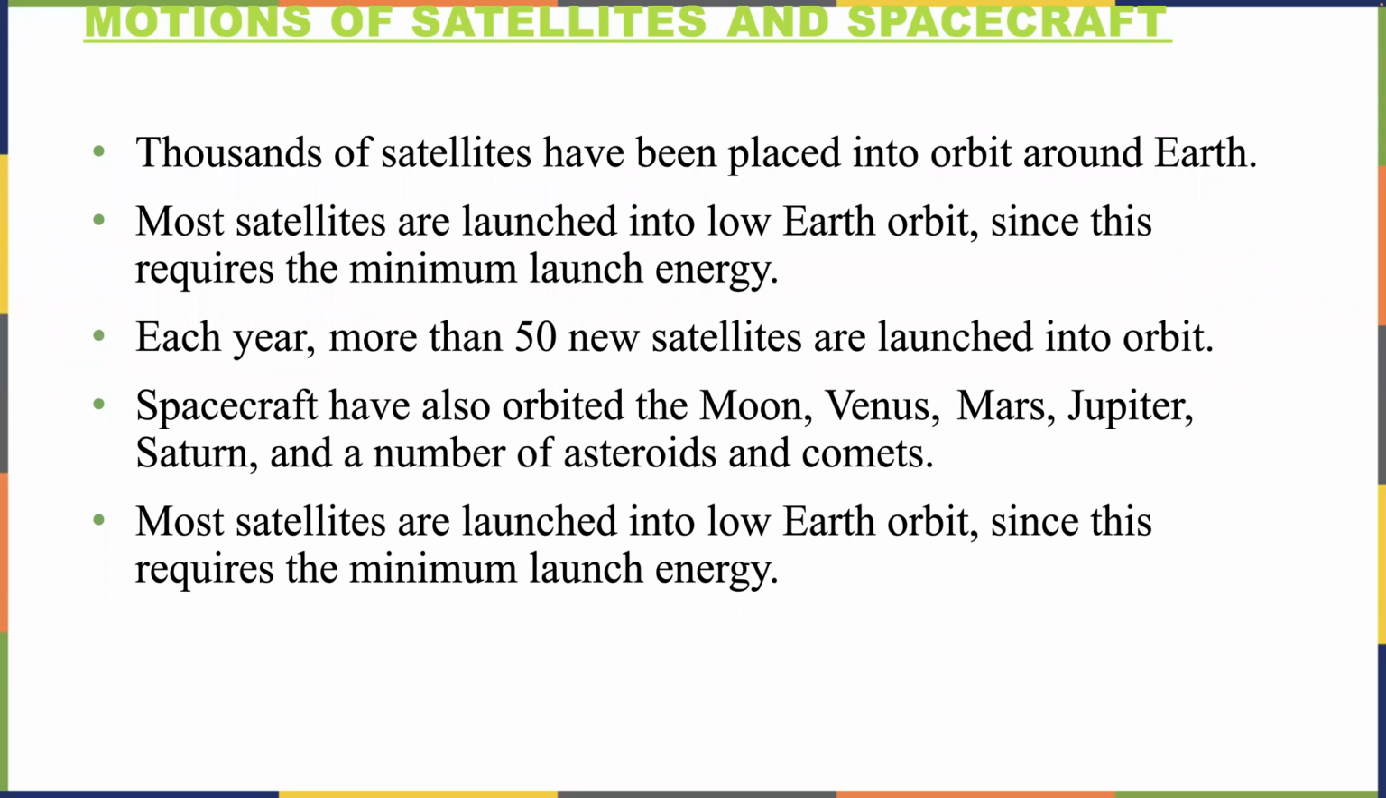There are thousands of satellites that have been placed into orbit around the Earth. So there are a large number of satellites that are going around the Earth. And we used to say that most of these satellites are launched into low Earth orbit, because the amount of energy that you need to send these satellites is minimum. That is just to save energy. And typically there are around 50 satellites we send to space each and every year.